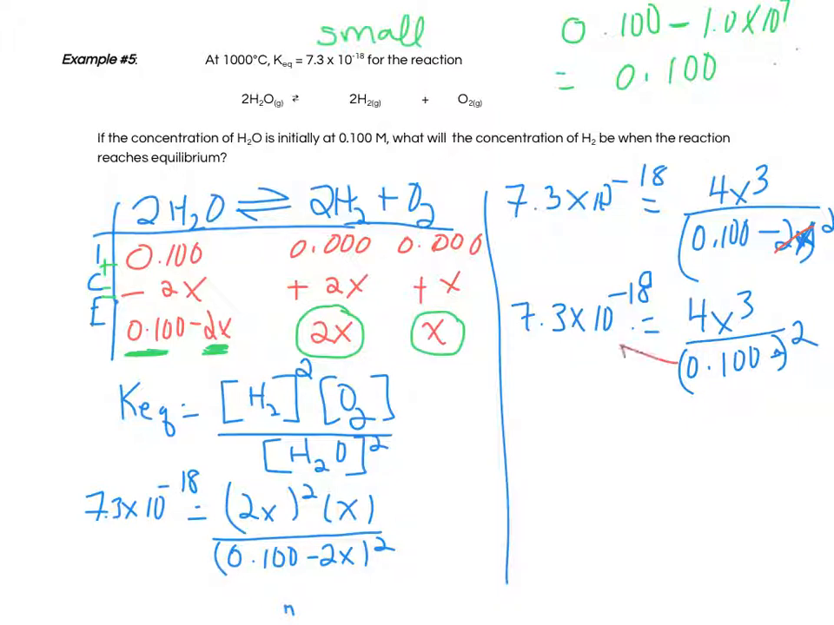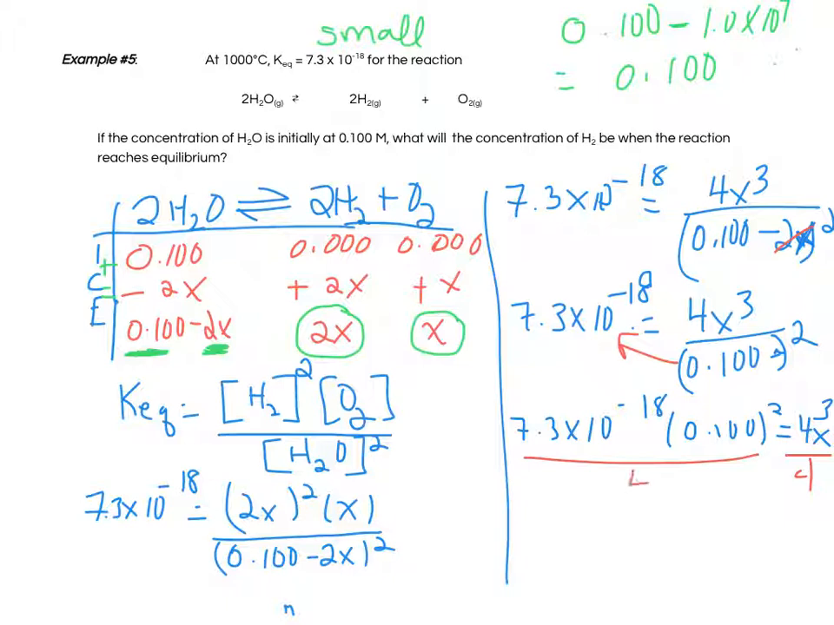So now I'm going to bring this expression up and essentially then solve for my x value here. So that will give me 7.3 times 10 to the negative 18 times 0.100 all squared, and that's going to be equal to 4x cubed. So now I'm going to divide out the 4 before I cube root it, because that will just make my life a lot easier. And so then once I've done that, my 4's will cancel. And then you got it.